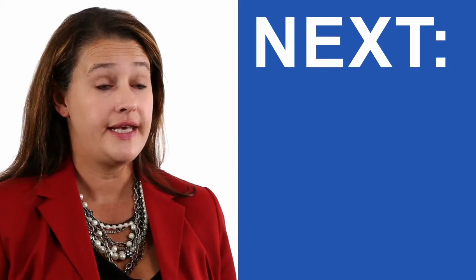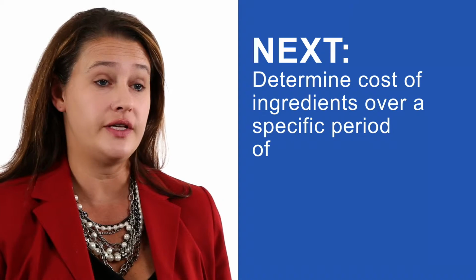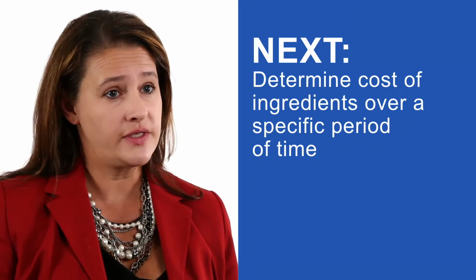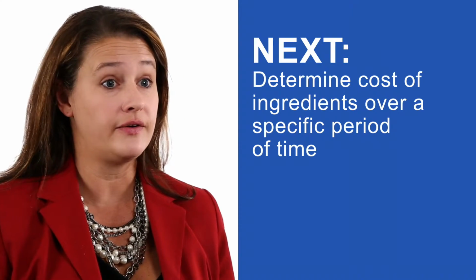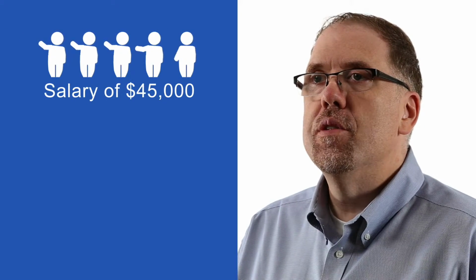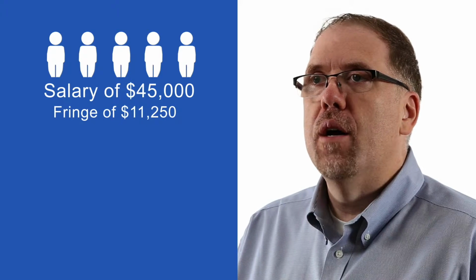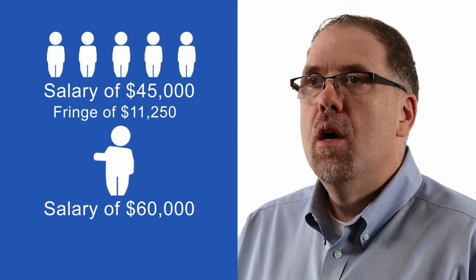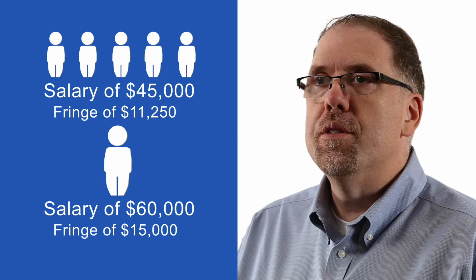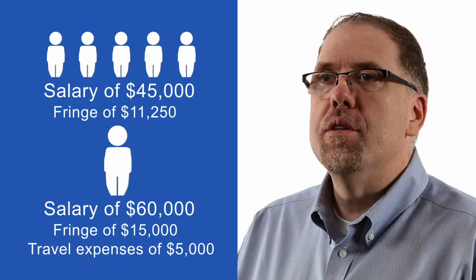That makes sense. Now I've listed every resource my program uses and calculated the time spent on various program components. What's the next step? Next, we need to determine the cost of these ingredients over a specific period of time. For this example, give me all of the direct costs for program staff of in-home services over a year. Let's see. We have 5 case managers with a salary of $45,000 plus fringe, which is $11,250 each, and a supervisor salary of $60,000 plus fringe, which is $15,000, and travel expenditures of $5,000.